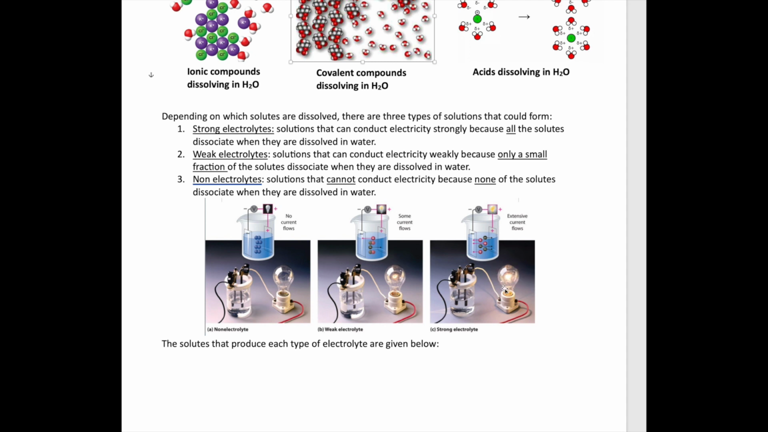So if you have a lot of ions, then you're going to have a really bright light bulb because there's going to be a strong flow of electrons. If you have very few ions, then there's going to be a weaker flow. We call that the weak electrolyte. And then lastly, if there are no ions, then there's no flow of electrons. We call that a non-electrolyte. So if you think about the two here, strong and weak electrolytes, there has to be at least some ions. With non-electrolyte, there are no ions whatsoever.